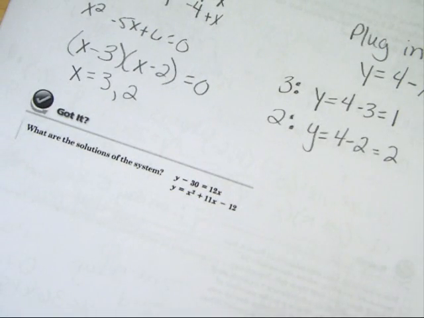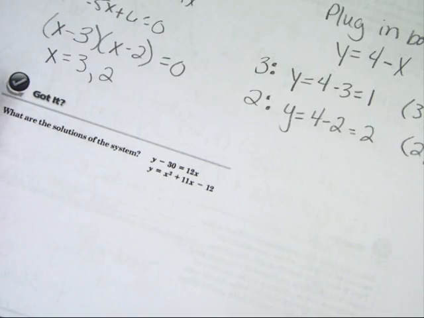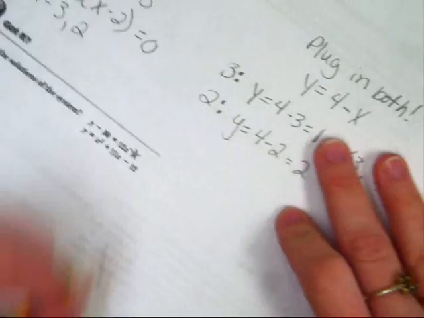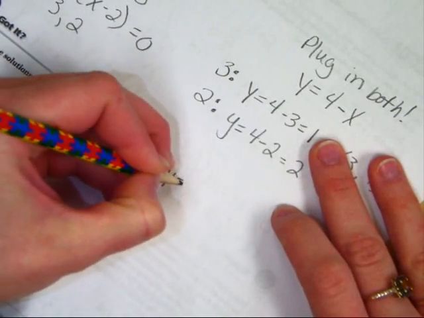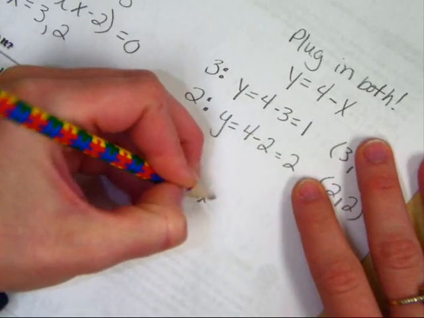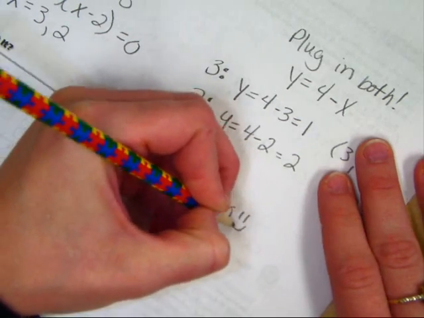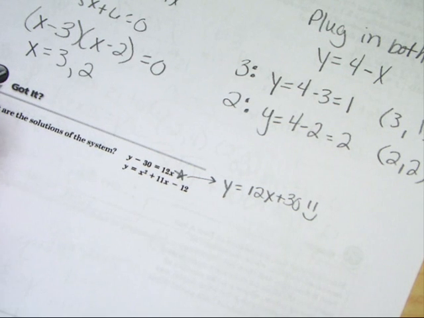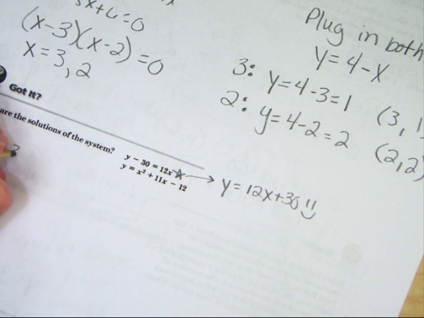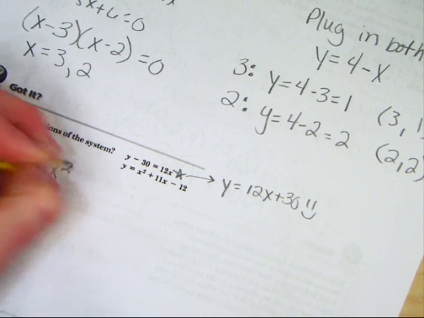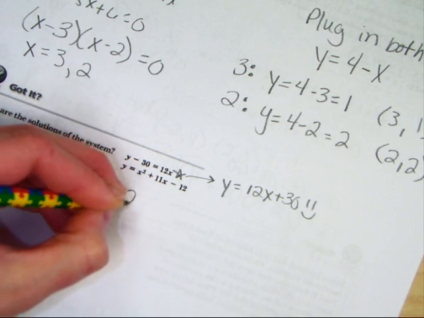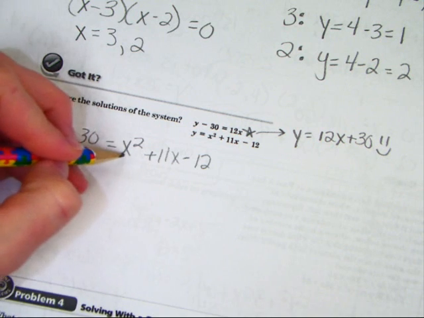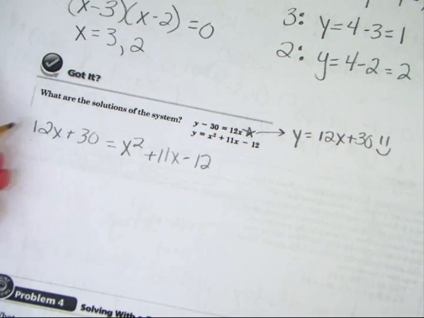Let's try it again. Hey, look at this one though. The first one is not y equals. Let's put a star by it and fix it. Add 30 to both sides. y equals 12x plus 30. Now we're happy. Alright, so they're both in y equals. Let's set them equal to each other. Okay. Now the steps would say set it equal to 0. So I'm going to put everything on the right because that's where my x squared is.